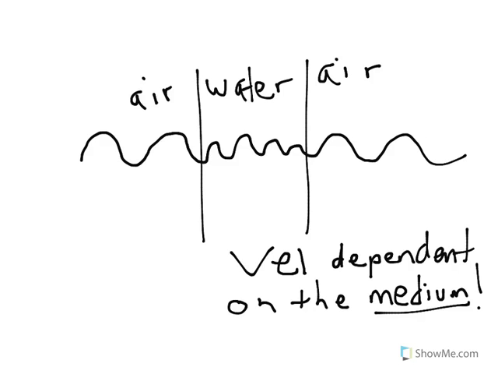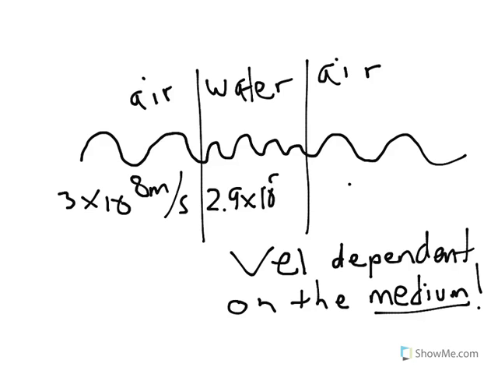So wavelength went down as we entered the water, right? And then it's going to go back up as we go back into the air, and it will speed back up. Let's say it's here in the air. It's 3 times 10 to the 8th meters per second is its velocity. Now I'm going to grossly exaggerate this. Let's say here it's 2.9 times 10 to the 8th meters per second in the water. It's going to go right back to 3 times 10 to the 8th meters per second.